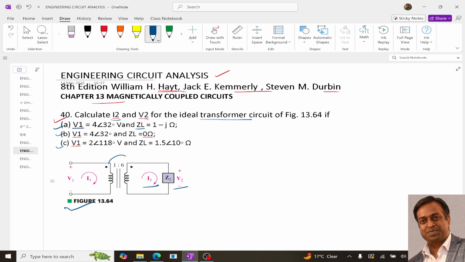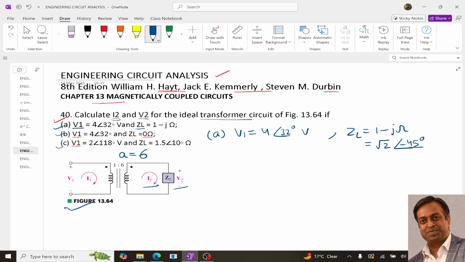From this question we can determine that the turns ratio, this A, is equal to 6. Now if we try to solve the first part of the question, it is given that V1 is 4 angle 32 degrees volts and ZL is equal to 1 minus j, which is equal to root 2 angle minus 45 degrees.